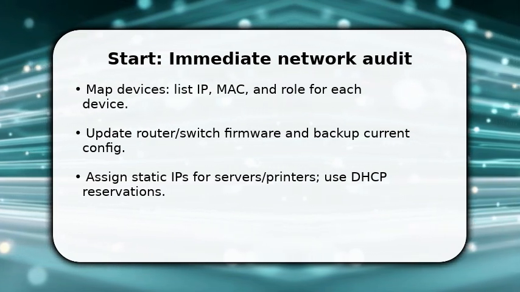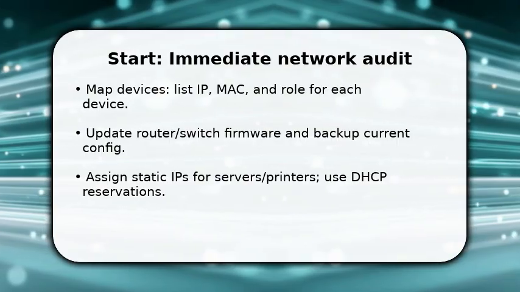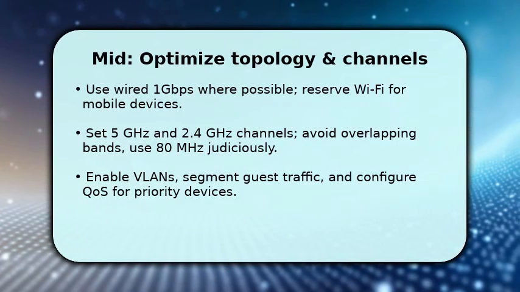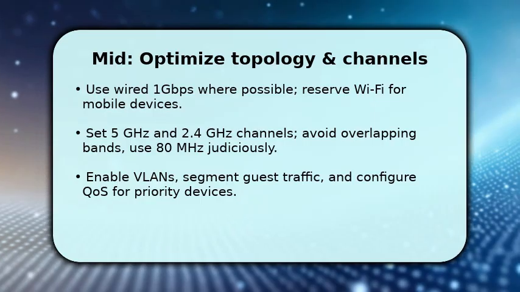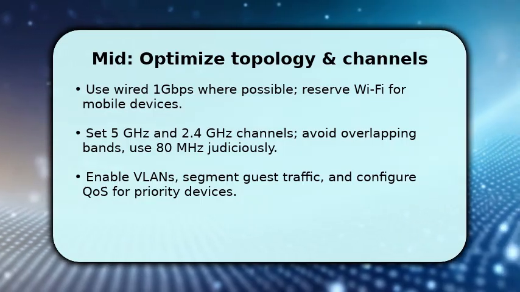You now restructure the topology. Prioritize wired 1 Gbps links for servers and NAS, and reserve Wi-Fi for mobile and guest devices to reduce contention.